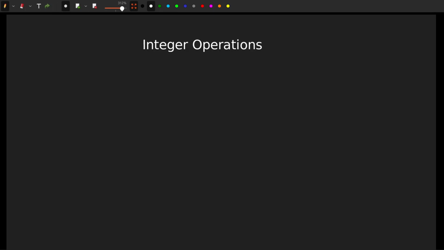Okay, so today we're going to talk about integer operations. Integer operations are the four basic operations that we should know before, which are addition, represented by the plus sign, subtraction, represented by the minus sign, multiplication, represented by a dot, and division, represented by the division symbol.